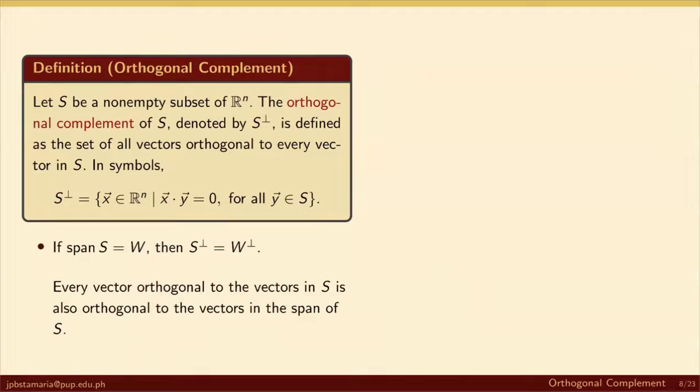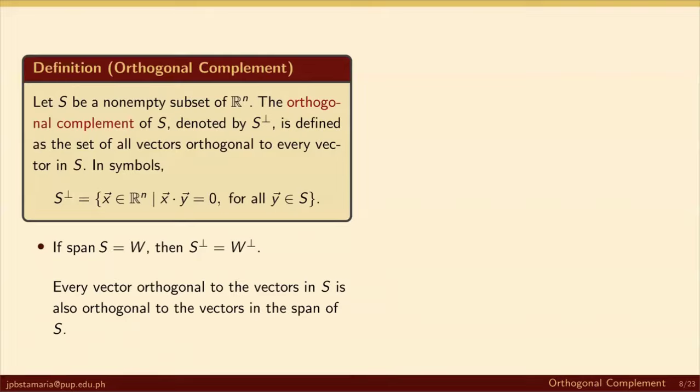First of all, I have some remark. Remember that S here is just an arbitrary non-empty set, so S in the first place may not be a subspace. But when you take the span of S, the span is obviously a subspace. According to this remark, if the span of S is W, then S perp is the same as W perp, meaning every vector that is orthogonal to the vectors of S is also orthogonal to all the vectors in the span of S.